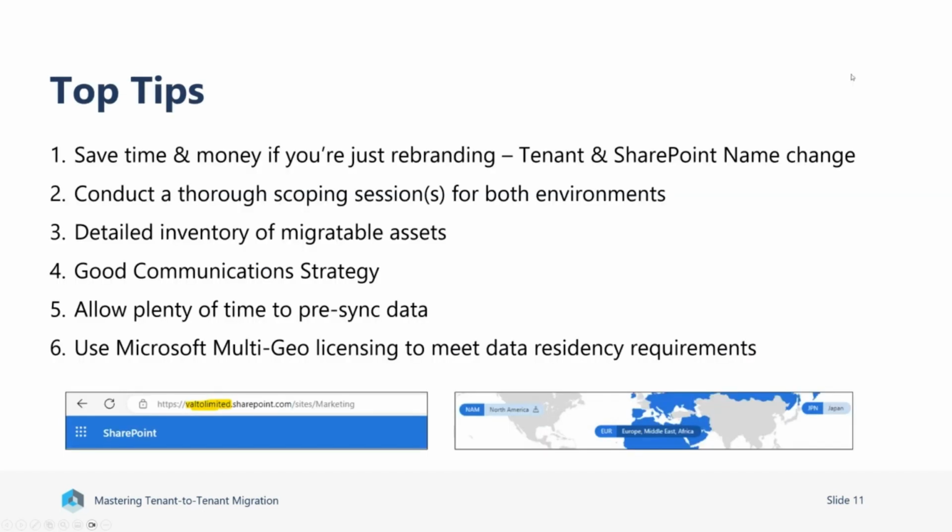Okay, so moving on to top tips when performing a tenant-to-tenant migration. The first one is actually just save time and money and don't do a tenant migration in the first place. There are certain scenarios when a customer just wants to rebrand. So they want to completely move away from their current branding and adopt a whole new branding scheme, a new company name and that kind of thing. This has been around for around 2 years now. You can actually rename your tenant and you can rename the SharePoint URLs as well using some PowerShell and just changing some settings in the admin centers.